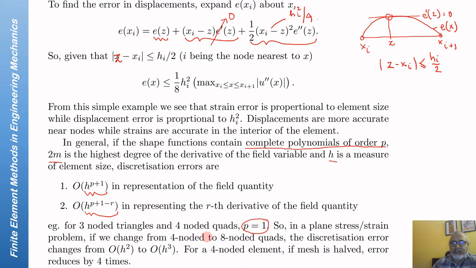So in a plane stress, plane strain problem, if we change from 4-noded quads to 8-noded quads, the discretization error will change from order h square to order h cube, because p equal to 1 for a 4-noded quad, p equal to 2 for an 8-noded quad, and so p plus 1 will be 3 for an 8-noded quad. So you will have order of h cube as the error, and order of h square will be the error for 4-noded.